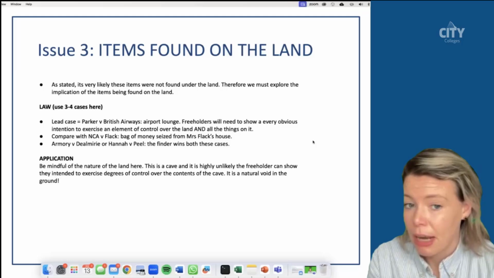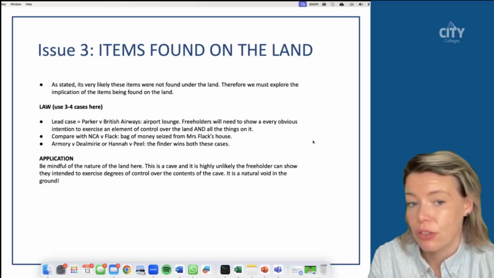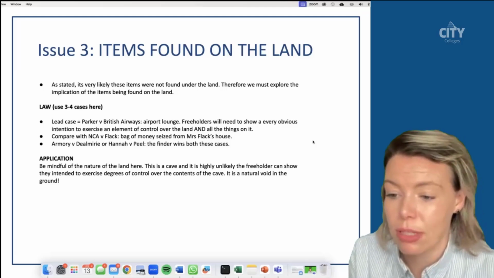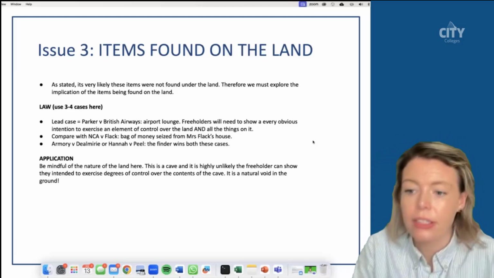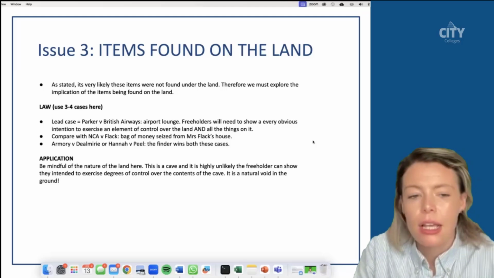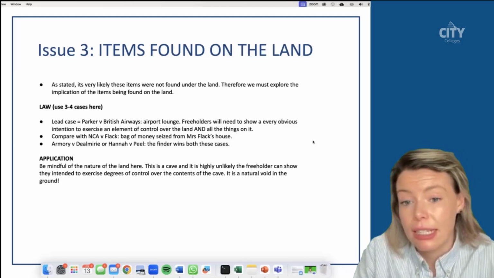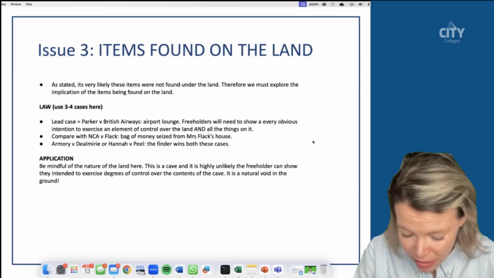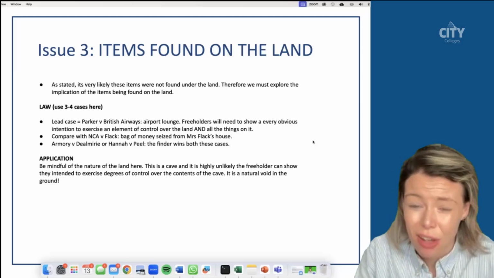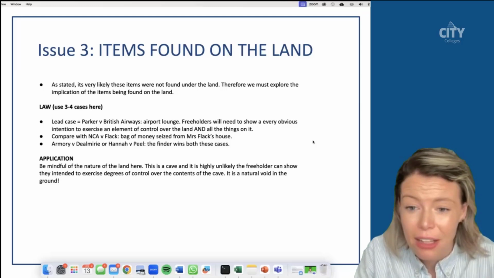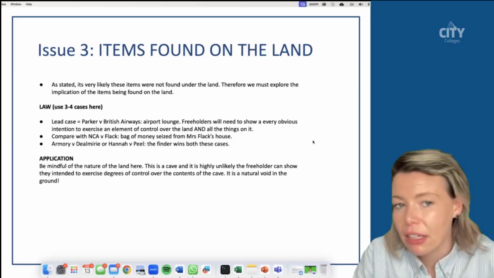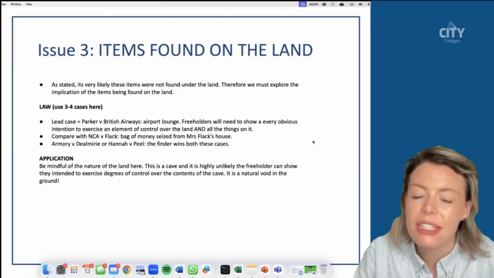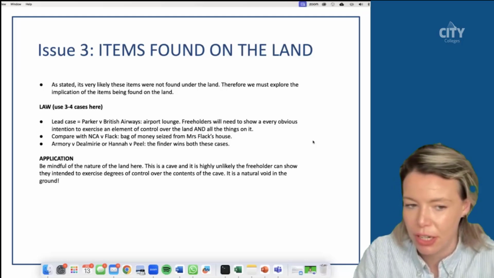Unlike Flack, you've got Bridges and Hawtin, Armory and Delamirie and Hannah and Peel, and in both of those decisions, Hannah and Peel is the World War I decision, and then the Armory and Delamirie decision was the chimney sweep. And in both those cases, the finders are the keepers. So in looking at the nature of the land here, this is a cave. It's highly unlikely the freeholder can show that they've been exercising a high degree of control over the land. The sign that's on the ground is pretty indicative of that as well. And therefore, it's highly unlikely that a true landowner can succeed to the level that Mrs. Flack did. You're looking more at Parker and British Airways.